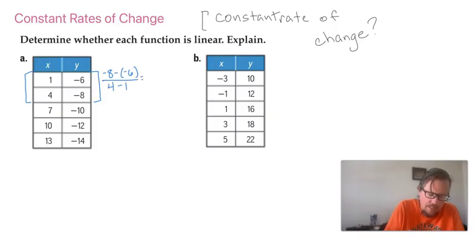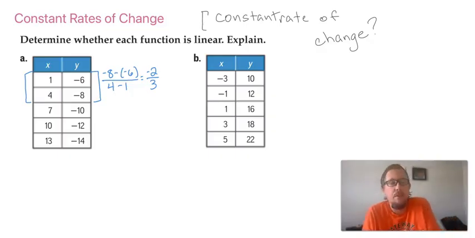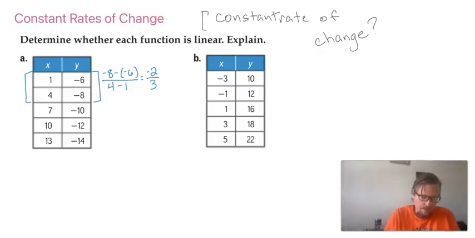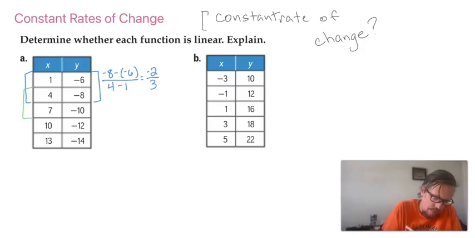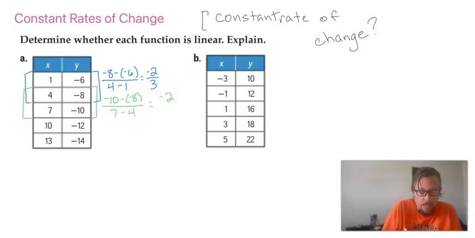So -8 minus -6 is -2. And 4 minus 1 is 3. So we've got -2/3 as our rate of change between those two columns. Let's see if the rate of change is -2/3 through every pair of numbers. So let's look at the next two, from 4 to 7 and from -8 to -10. So we'll do -10 minus -8 over 7 minus 4. -10 minus -8 is -2 and 7 minus 4 is 3. So that one's also -2/3. So far so good, but it's got to be all of them.